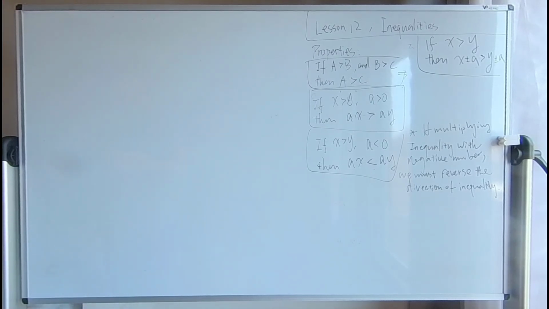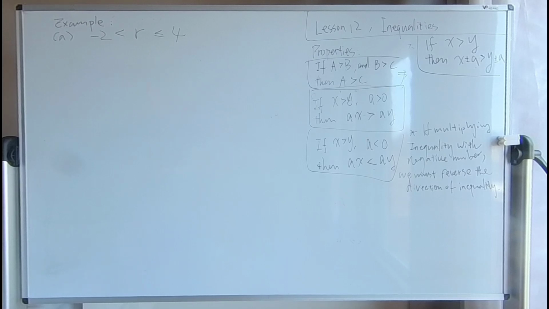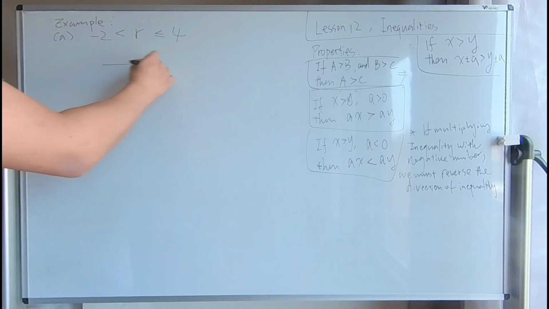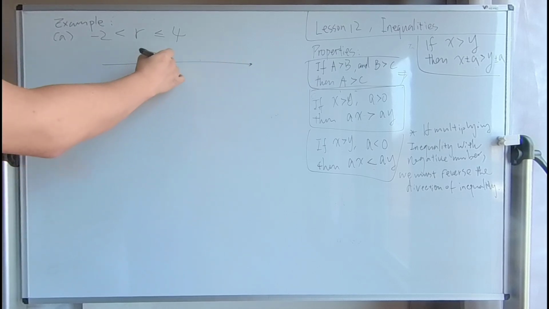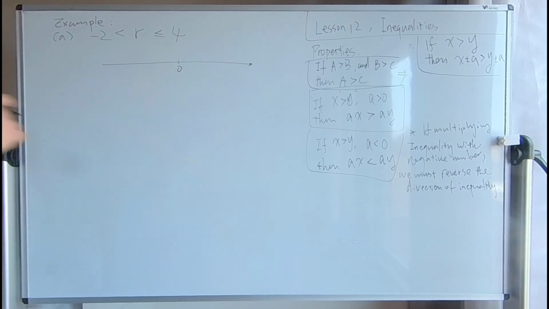Okay, more examples. Describe the numbers that satisfy the following inequalities by using a number line. So basically, this is equivalent to asking you to solve the inequality. But this time we're just expressing the solution on the number line.